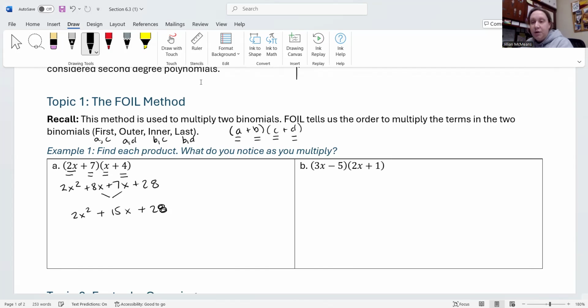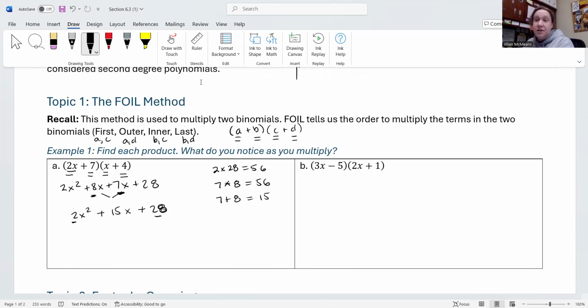Now, what do we notice? Hopefully a couple of things. We have this 2 and this 28. If I take 2 times 28, I get 56. What do we notice about this 8 and this 7? If I take 7 times 8, I also get 56. But even more importantly, 7 plus 8 is 15. These are all going to become really important features when we start factoring.